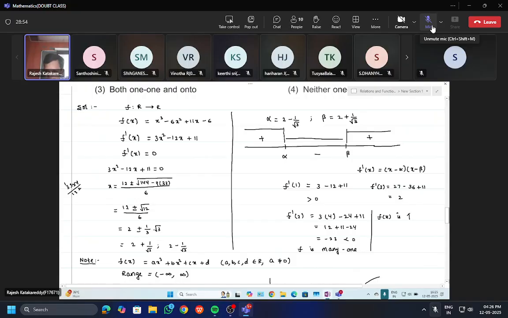Upward symbol stands for increasing. Downward symbol stands for decreasing. A function should not have both natures in the domain. If it has both natures, then it is not one-one.